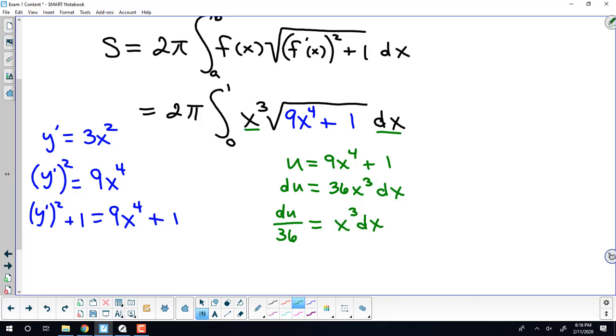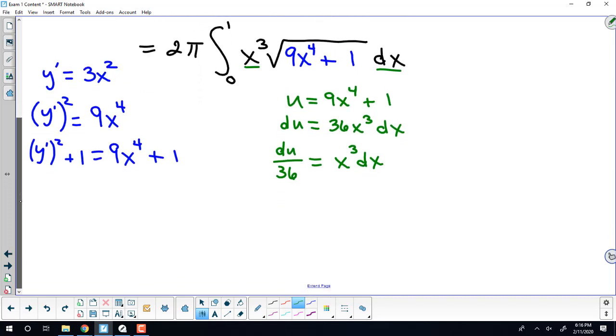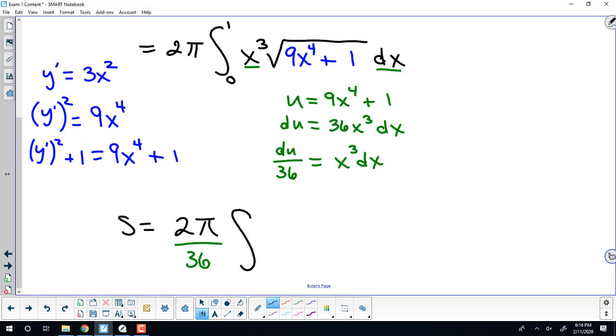Is that all right with everyone? Any questions? I've had some questions in emails about u substitution, so I was just going to make sure everybody's cool with that. All right. So what do we get? 2 pi over 36, our integral. That's our x cubed dx is our du, and the square root of u here.